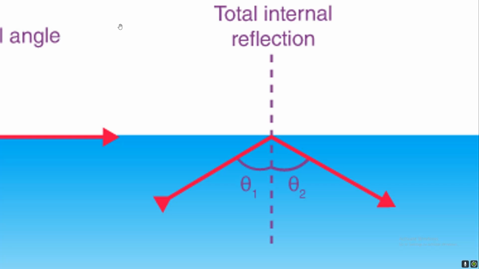Total internal reflection only occurs when light travels from a denser medium to a less dense medium, and the angle of incidence is larger than the critical angle. It's a key principle in technologies like fiber optics, where the light signals are kept within the cable due to repeated total internal reflections.